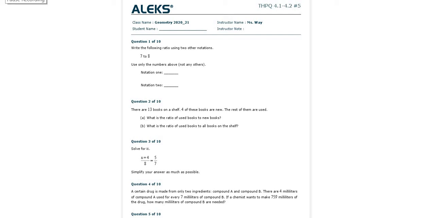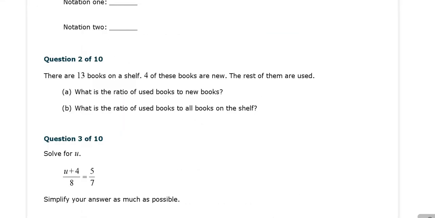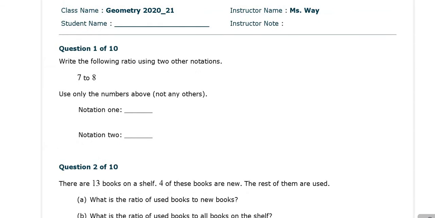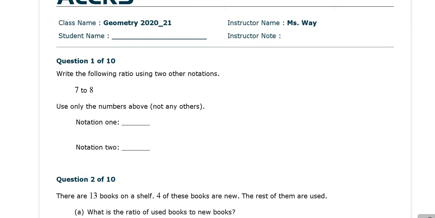This is the take-home practice quiz 4.1 to 4.2 help video. Taking a look here, I'm going to go through these 10 questions. We're going to write using two other notations.